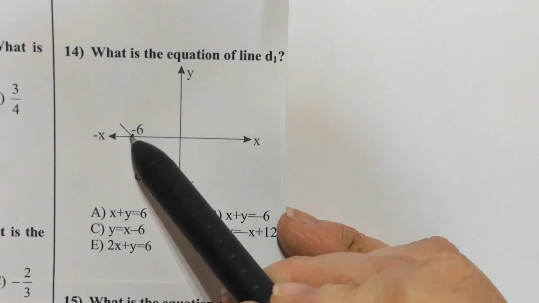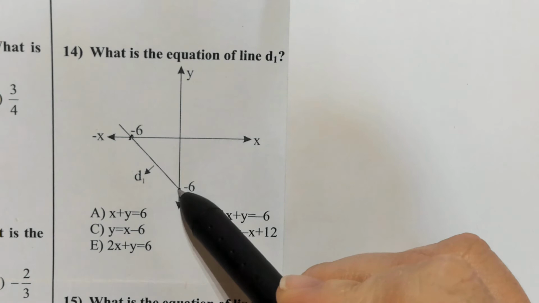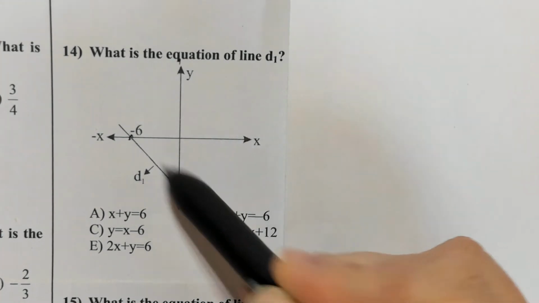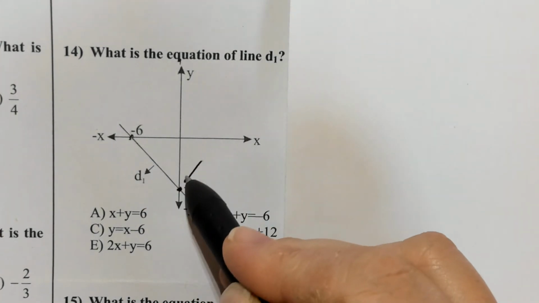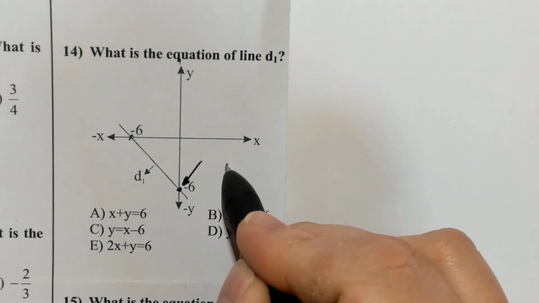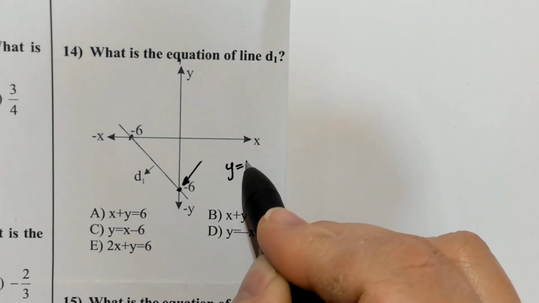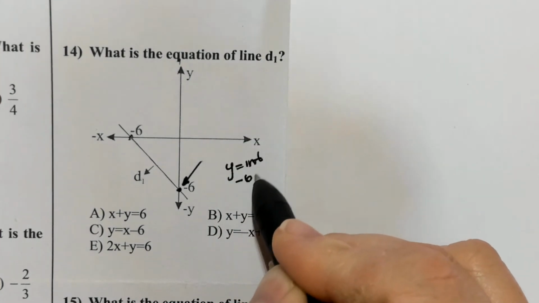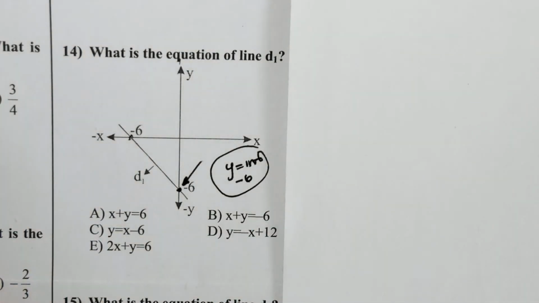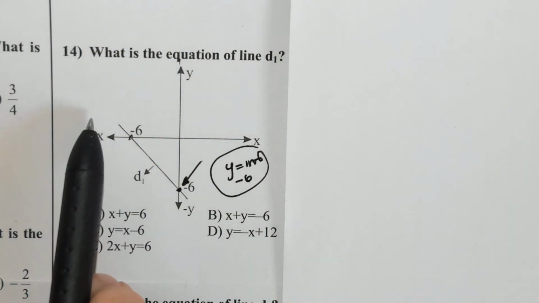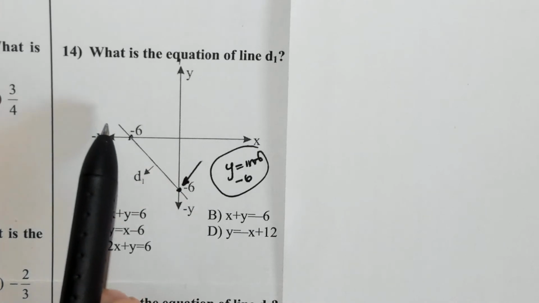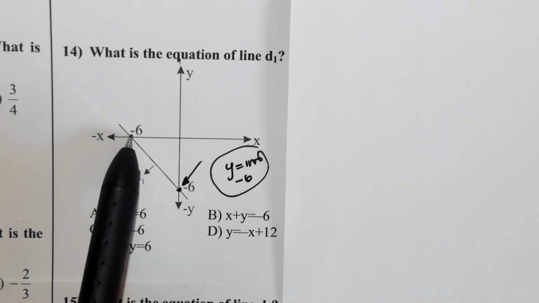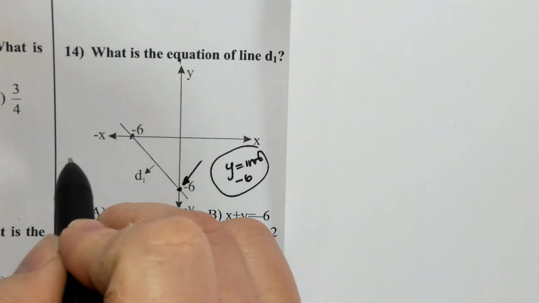I can see the y-intercept, the place on the y-axis where this line crosses, is -6. So my y-intercept is -6. Now how do we get to the slope? Remember, we read going from left to right and we find the slope from left to right. So from this point to this point I would go down 6.